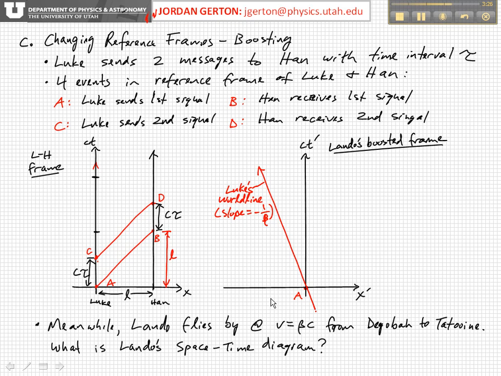the distance between Luke and Han, according to Lando, is length contracted because he's moving with respect to that frame. So again, the distance between the planets Dagobah and Tatooine, or between Luke and Han, is an object of proper length L, but to Lando it's length contracted by a factor gamma, where gamma, as we've defined it in the previous lecture, is equal to 1 over the square root of 1 minus beta squared. Okay, it's a Lorentz factor.